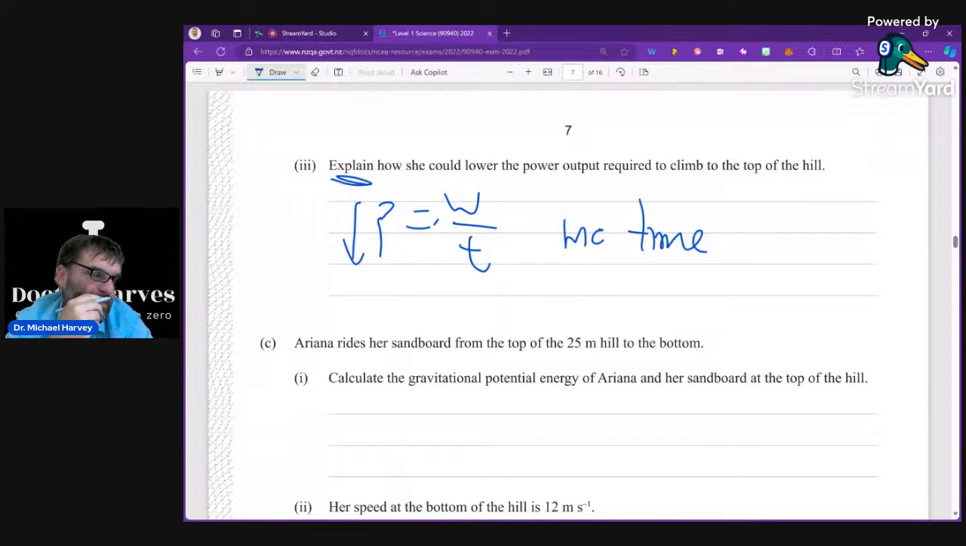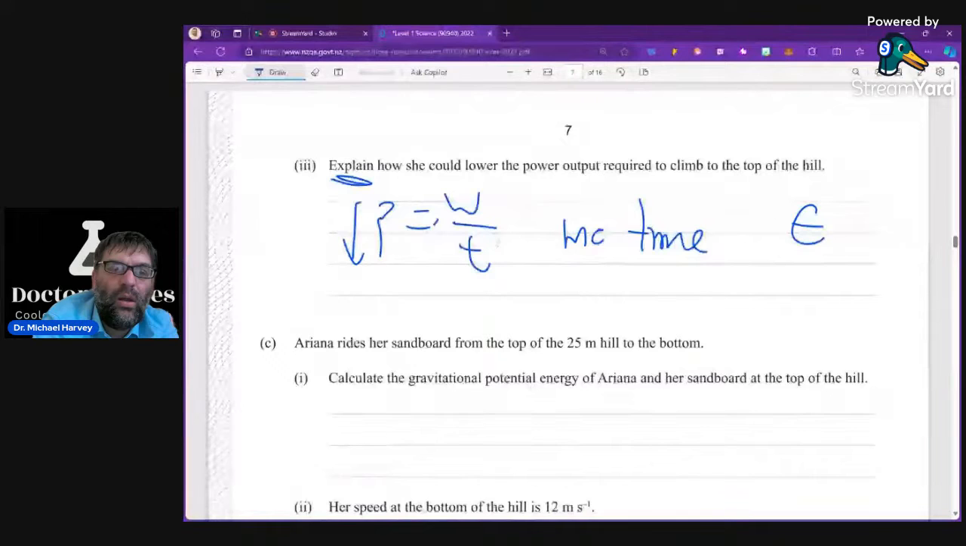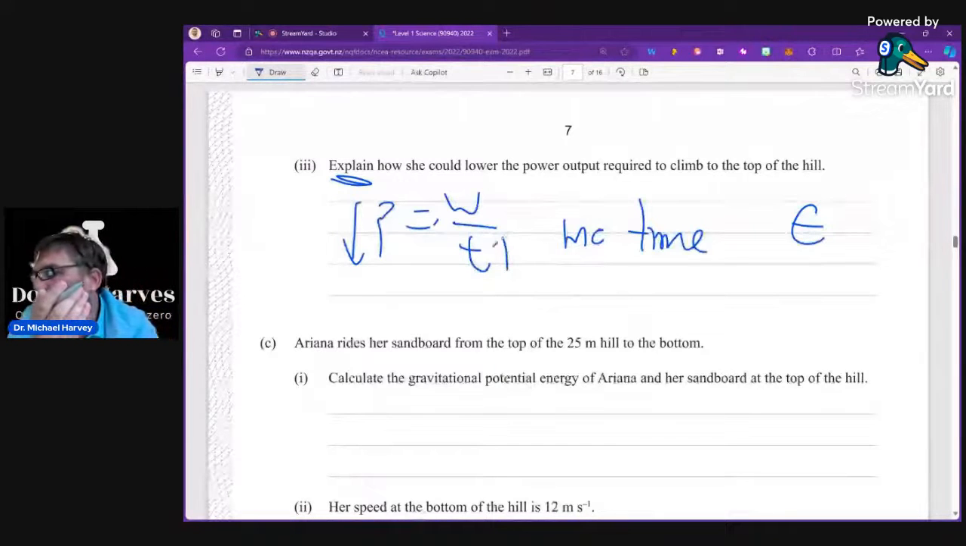Okay, and that is going to be your excellence point. That's like thinking. Okay, so time basically has to go up because it's an inversely proportional relationship. In order for power to go down, you have to increase the time that Ariana takes to climb the hill.